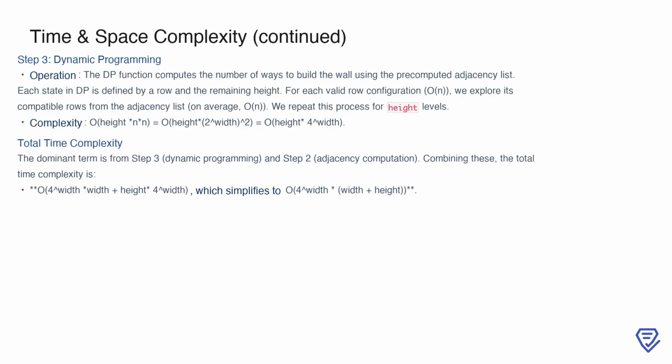Combining the complexities of all 3 steps, the dominant terms come from adjacency computation and dynamic programming. This gives us a total time complexity of 4^width*width plus height*4^width. Simplified, it becomes O(4^width * (width plus height)), which accounts for the exponential growth in configurations and the linear scaling with width and height.